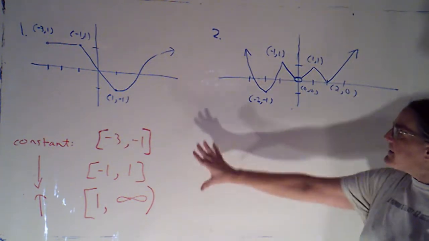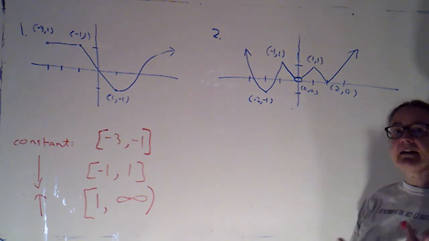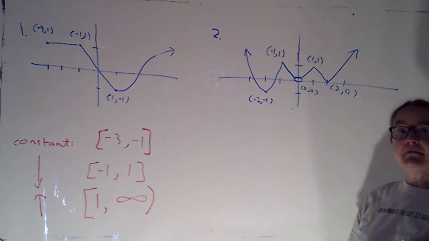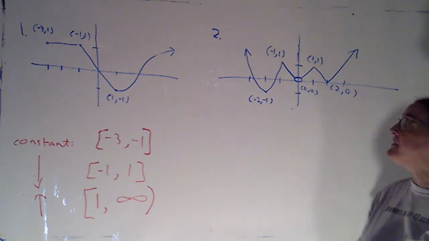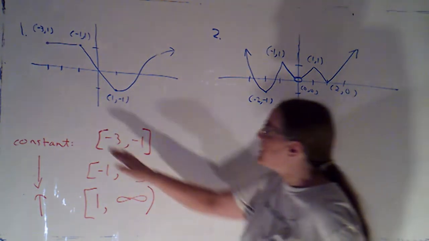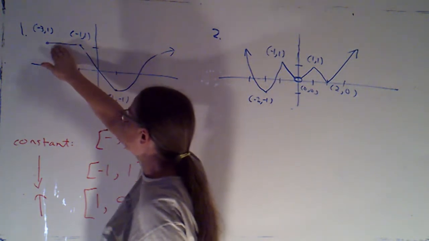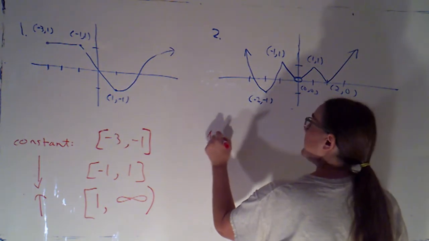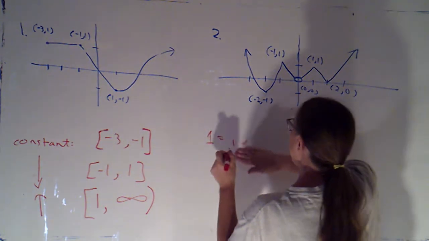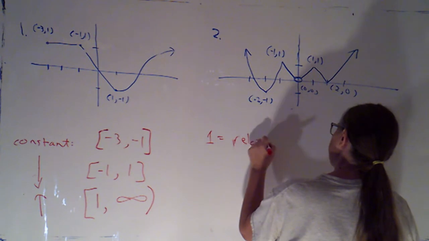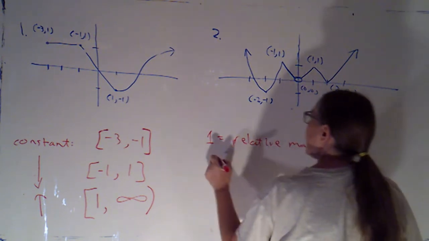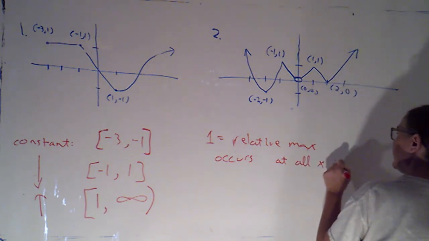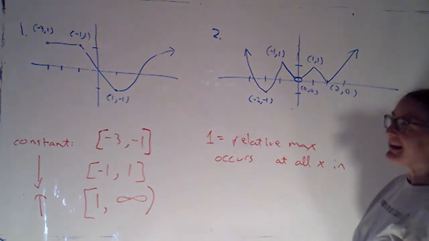Okay, the second part of the question, we were asked to find any relative maxes and mins and give their location and value. So if I take a look, I do have this lovely plateau here. So I'm going to say I've got 1 is equal to a relative max, and that occurs at all x, almost all x in that interval.